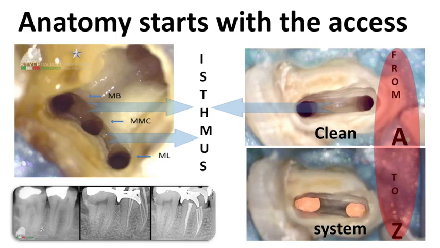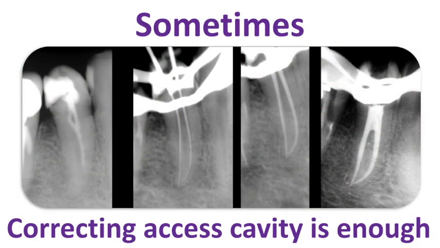For example, you can see on the left mandibular molar, we cleaned the isthmus of this molar. By cleaning the isthmus, sometimes, and especially on retreatment cases, just by correcting the access cavity, we can have access to all the canals.